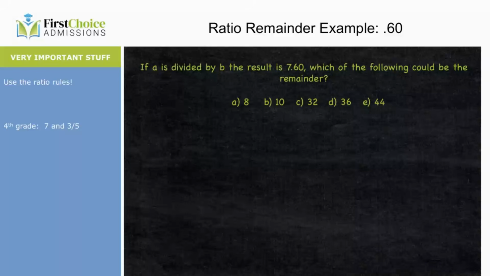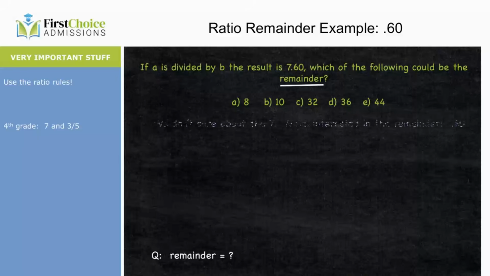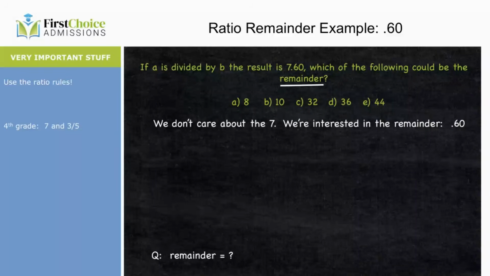Okay, well, as always, what are we being asked for? We are asked to try and find the remainder. Okay. So as we're looking at this, we don't care about the 7 part. That's not the remainder. That's how many times the thing went in evenly. We're interested in the 0.60 part. So let's see. 0.60 is the same thing as 60 over 100, or 6 over 10, or 3 over 5.